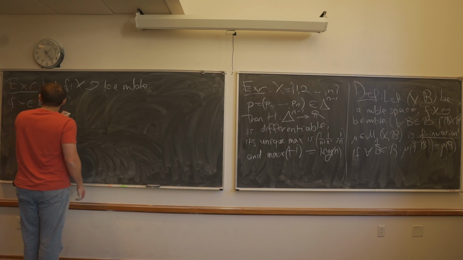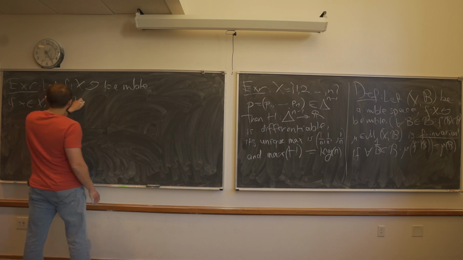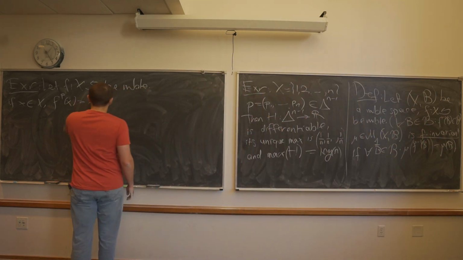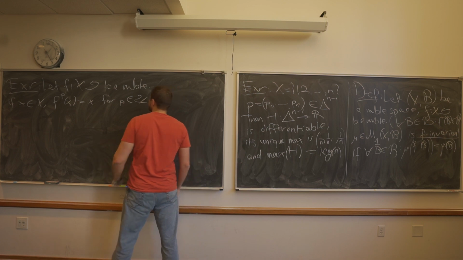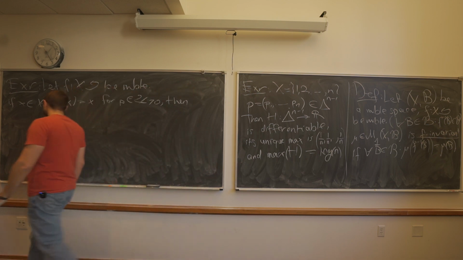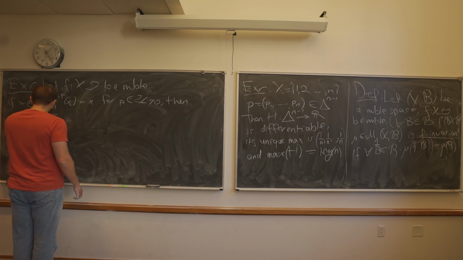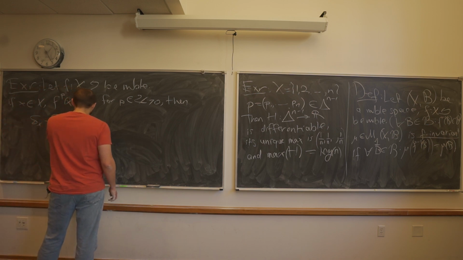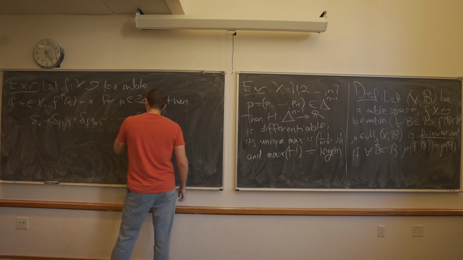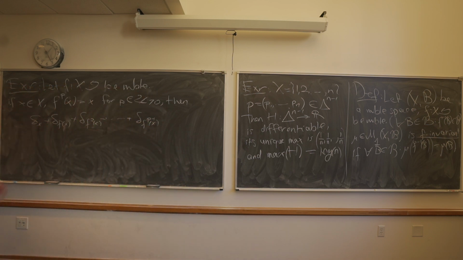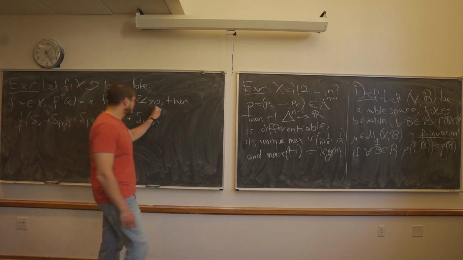If x is such that f to the p of x equals x, that is to say, x is a fixed point of the pth iterate of f, for p positive, then let's write it like this. I'm going to take the average of deltas supported on the orbit: delta sub x plus delta sub f of x plus delta sub f squared of x, up to delta sub f to the p minus 1 of x. This is not a probability measure. This gives you total mass p. But if I divide it by p, now I have a probability measure.